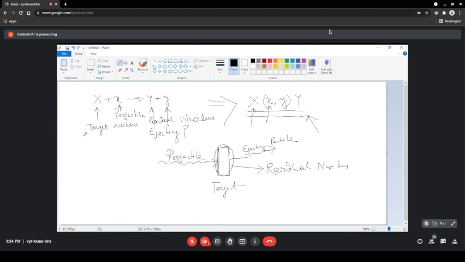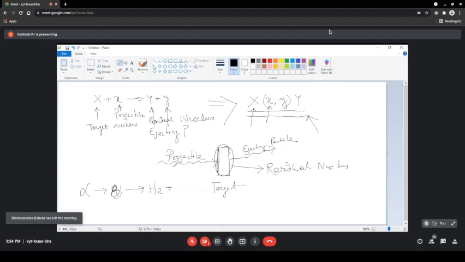Suppose we'll take one example. Suppose an alpha particle is bombarded onto aluminum, or you can say, suppose boron. Okay, and it gives some, suppose, hydrogen, helium, it will give helium and some particle.